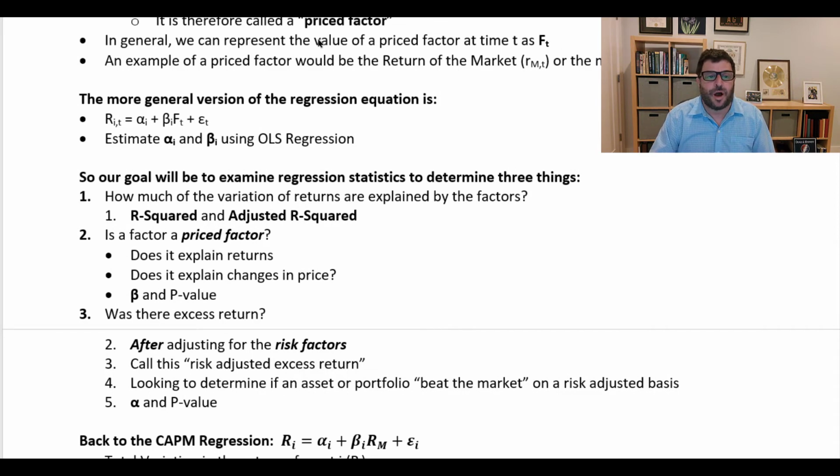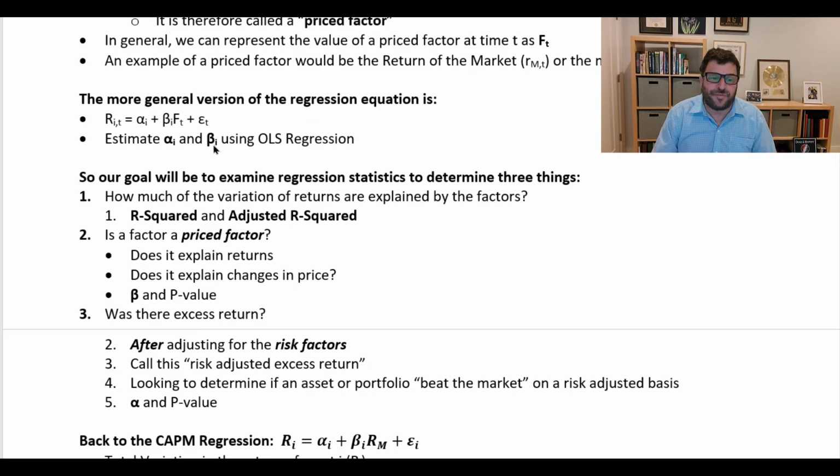We can represent the value of a priced factor at time t as F t. And so, for example, the priced factor with the return of the market, or the market risk premium, we can actually write that as F, as some general factor. And a factor could be currency prices, or it could be energy prices, or it can be industrial production, or it could be some sort of amount of trade. There are many different things that we can put in as a factor. So far we've put in the return of the market, or the market premium, and that's what we'll continue to do. And then we want to figure out what this alpha and this beta are using an OLS regression.